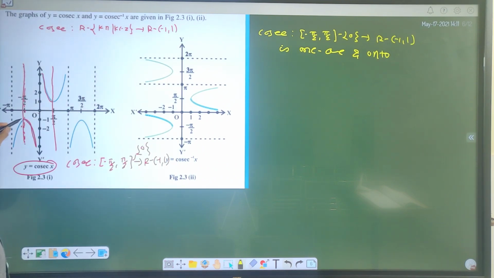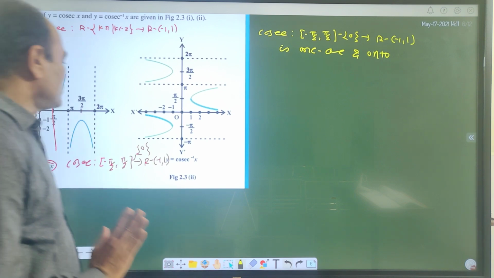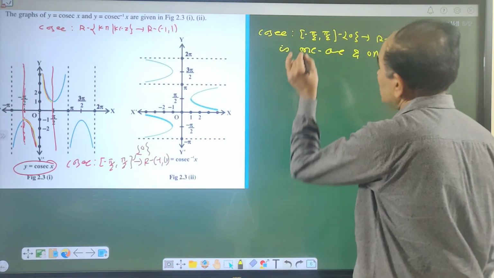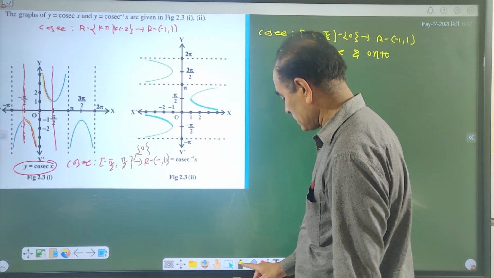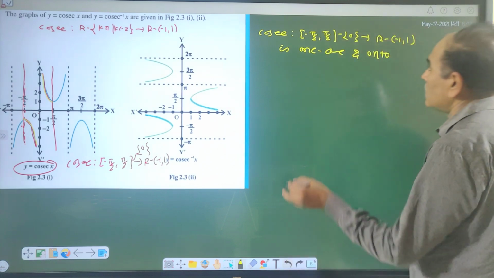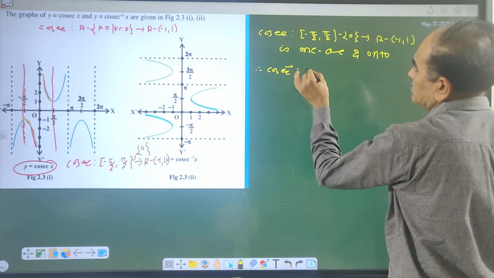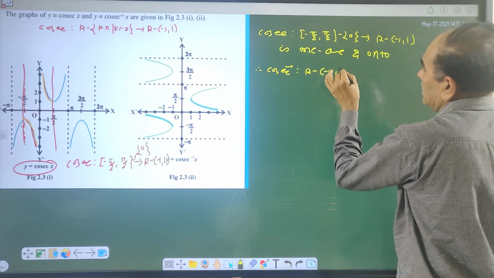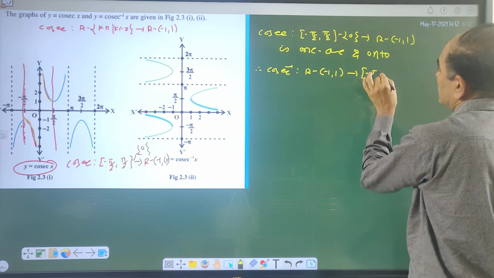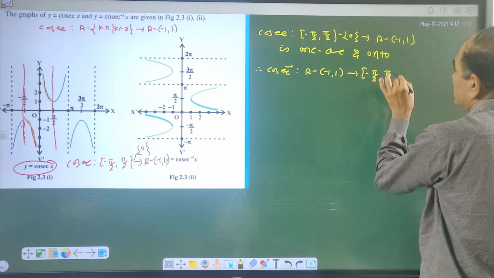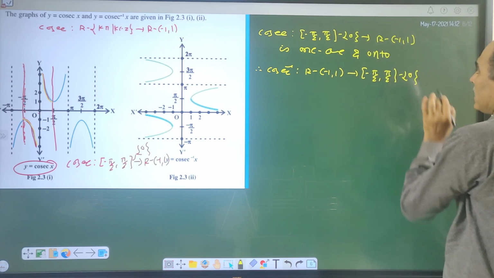Here, but see that for this part, minus pi by 2 to 0, because that 0 is not defined, except 0 to 1 up to minus pi by 2. Function is defined. So, for this part, function is 1-1 and onto. And therefore, cosec inverse is defined from R minus the closed interval minus 1 to 1, to the closed interval minus pi by 2 to pi by 2 except 0.